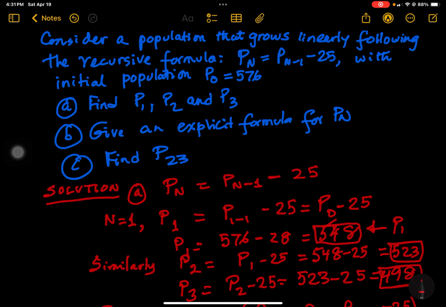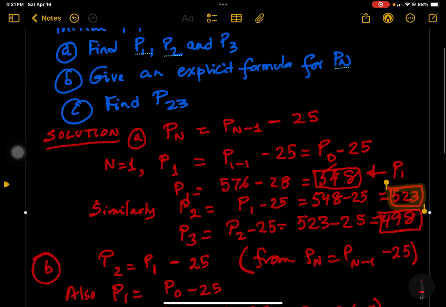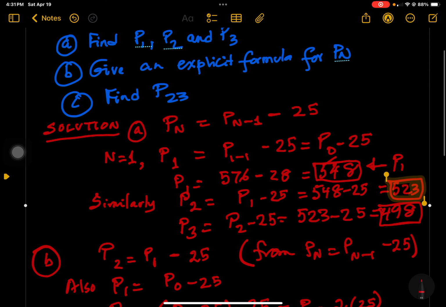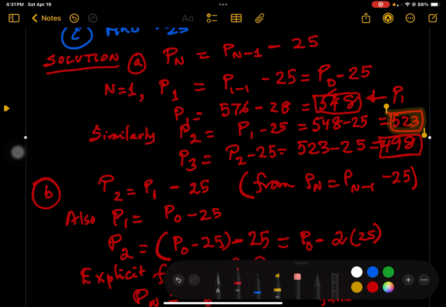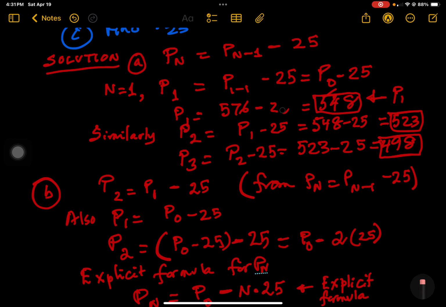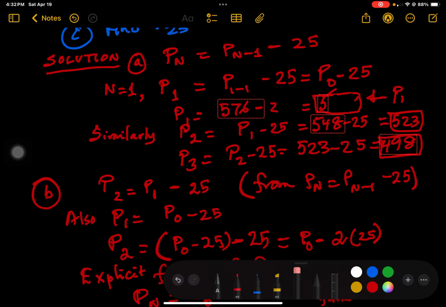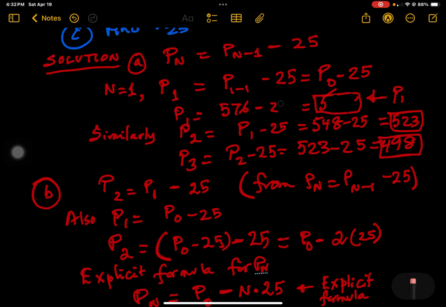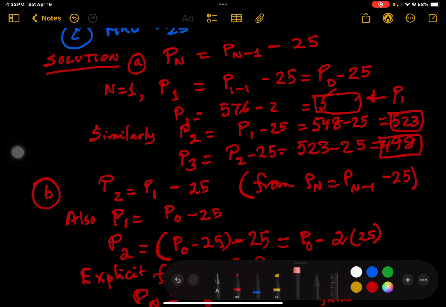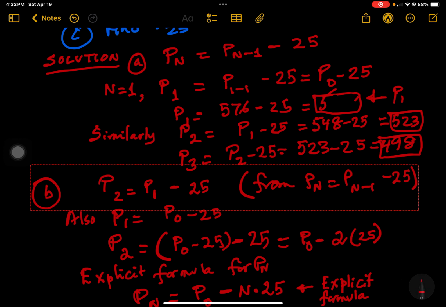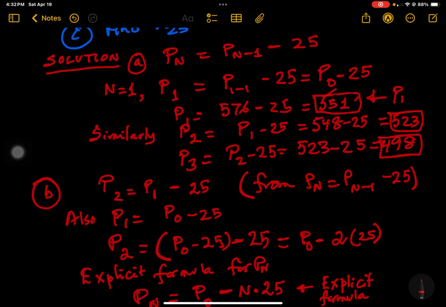It should have been minus 25, not 28. So pardon me, I will have to fix this. So P0 is 576 minus 25, which is 551. This is the population in year 1.